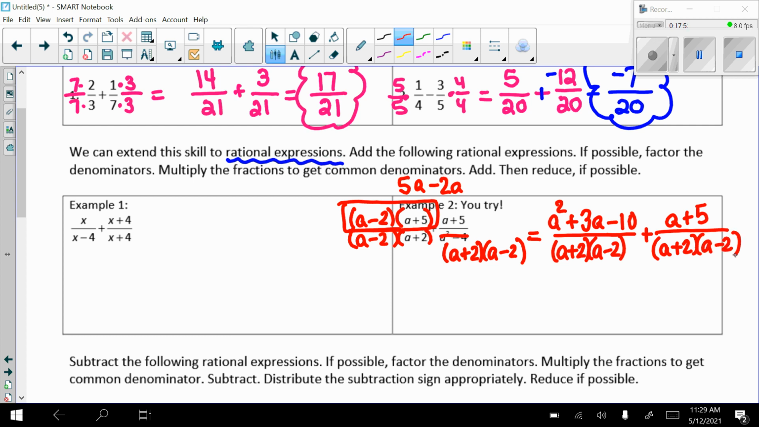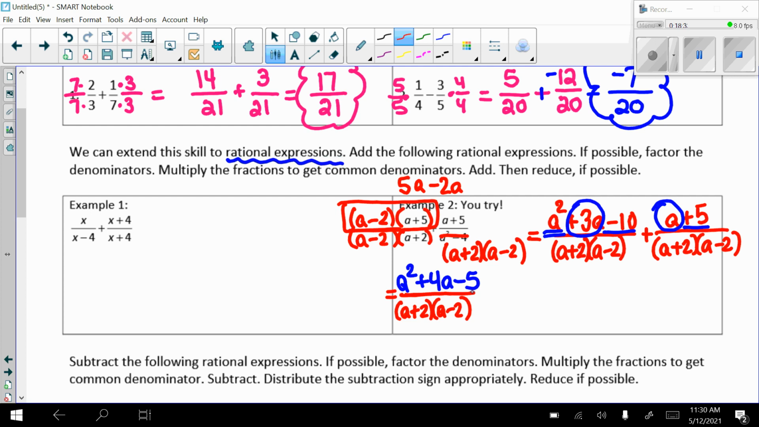Okay, so it's at this point now that we say, all right, let's keep that denominator. We're going to keep our a plus 2, a minus 2, and we're going to combine whatever like terms we have. So a squared, nothing to combine here. We leave it as a squared. 3a plus a is 4a. Negative 10 plus 5 gives us minus 5. Now, wouldn't it be nice if we were finished?